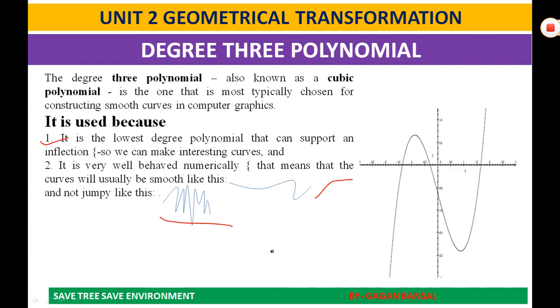So this is a very important and effective algebraic equation curve, the 3 degree polynomial curve, and it is the most used curve. Hope it is clear what a 0 degree polynomial is, what a 1 degree polynomial is, what a 2 degree polynomial is, and what a 3 degree polynomial is.